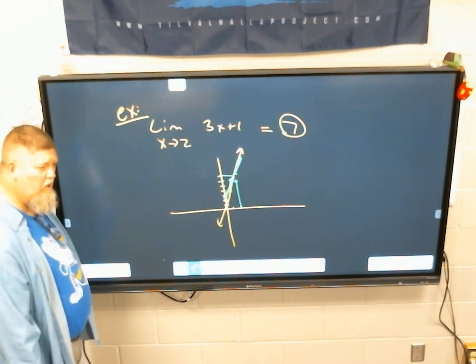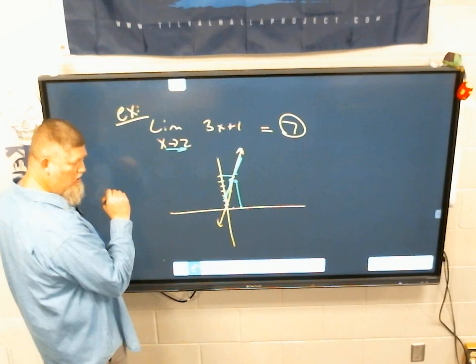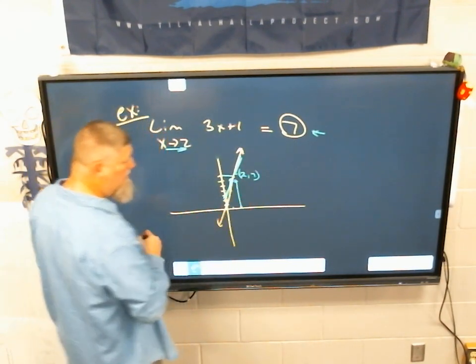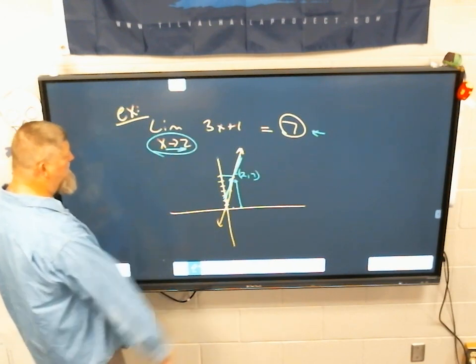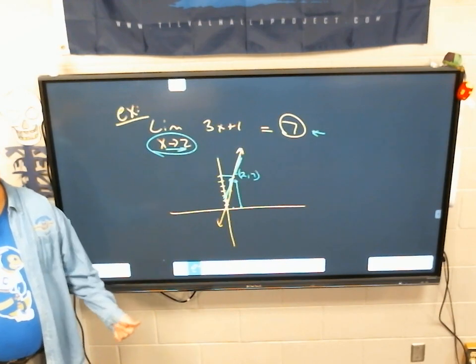Wouldn't it be an x and y value though? Well, this is your x value, because as x approaches 2, your y value is the 7. So it's 2, 7. Okay. But this is going to be your x value. Okay, so direct substitution, you just plug it in. That's what you always do.